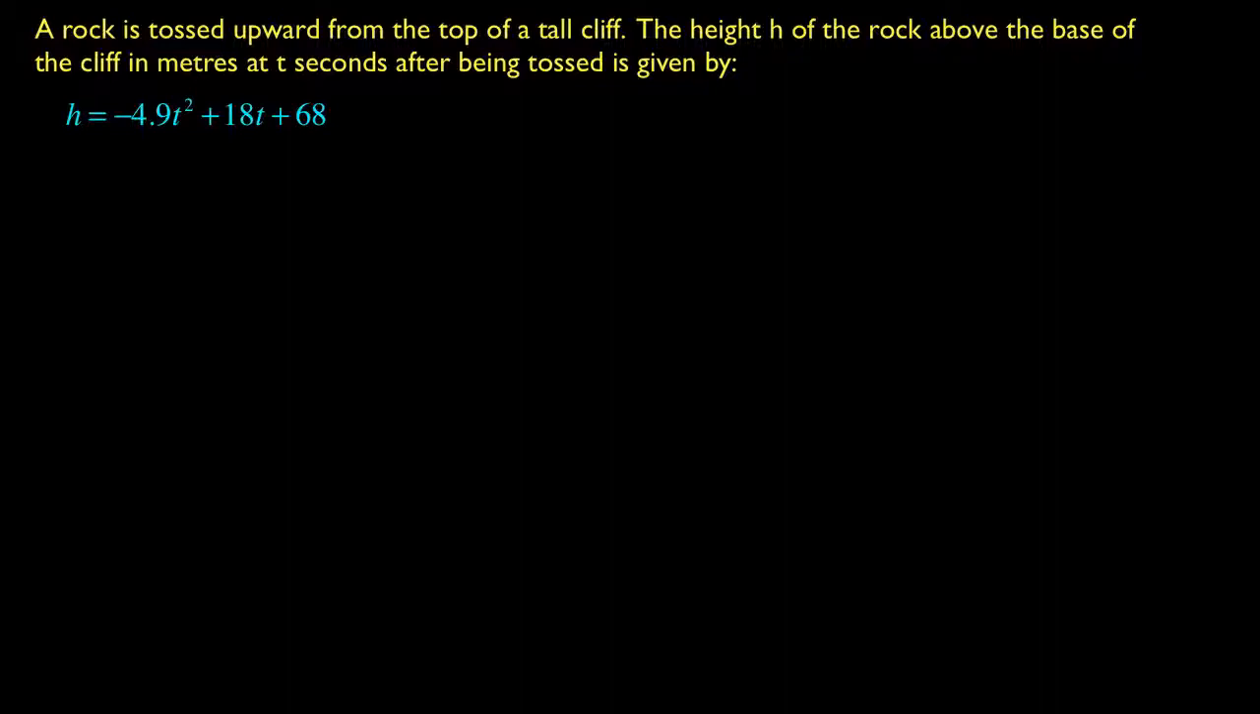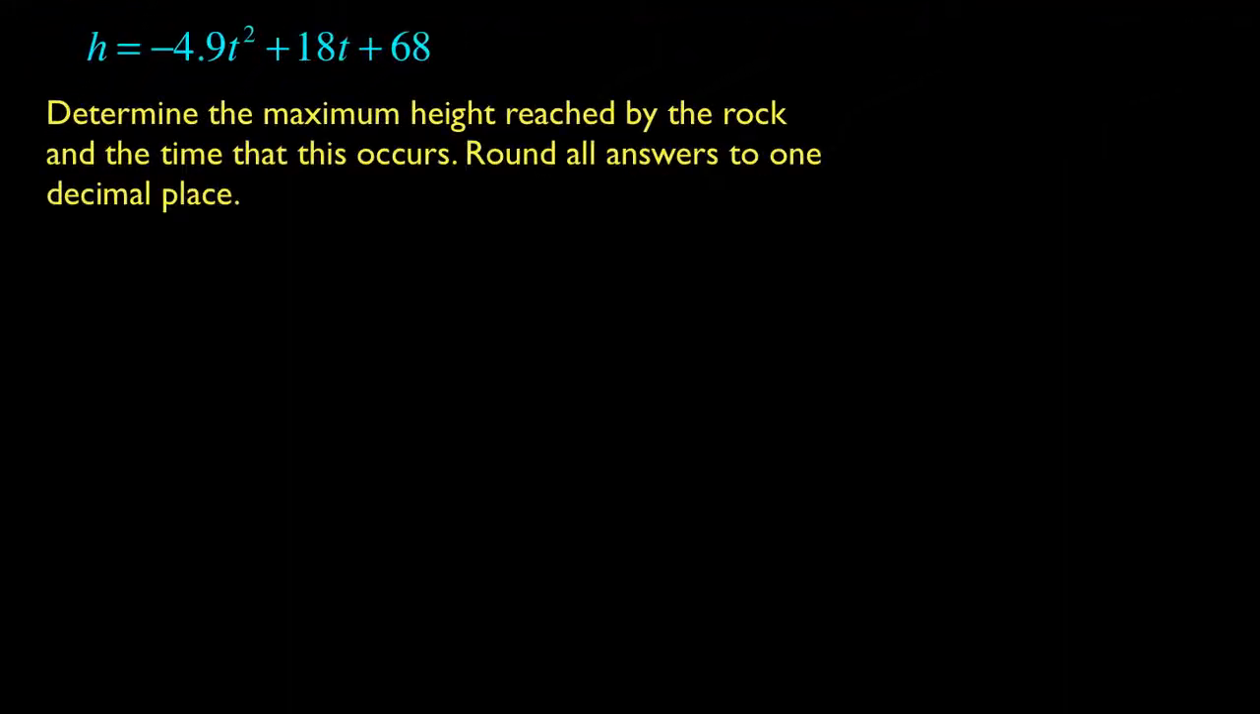Now, I deliberately gave you numbers where the factoring and some of the algebra just don't look all that nice. And you're going to realize that it's really no more difficult than anything that we've done. What I'm asking you is to determine the maximum height reached by the rock and the time that this occurs, and round all your answers to one decimal place. Although the numbers are not that convenient to work with, it's not going to be a problem because we can grab a calculator in this situation.